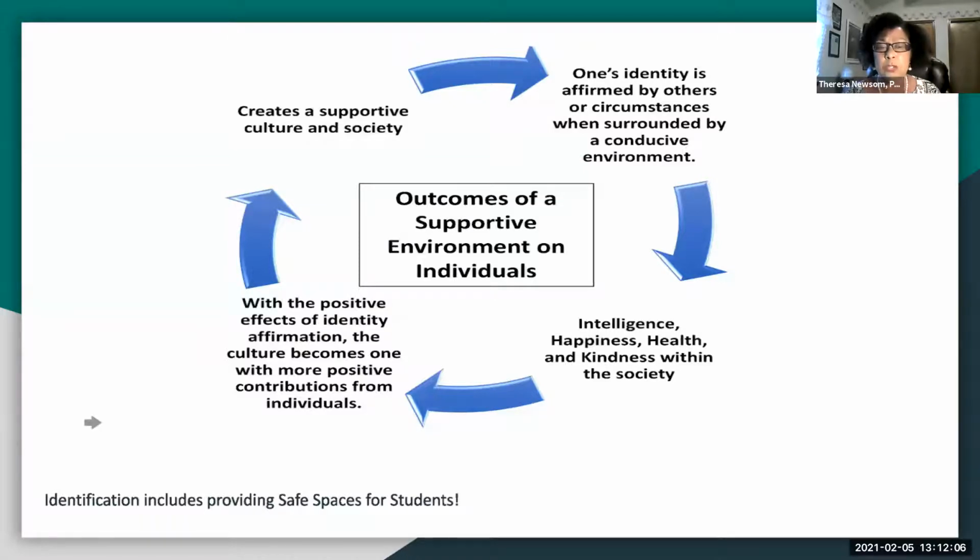Safe spaces are truly important for our gifted learners. But before they are identified as gifted, we need to make sure they're in a safe place so they can become, and perform in the way that gives them the pathway to become a whole gifted child. Next.